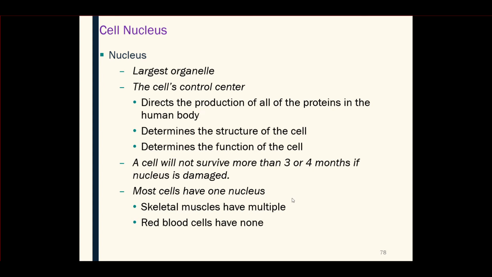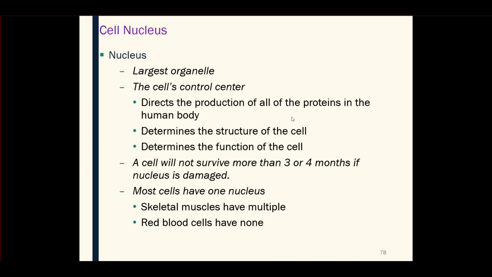Think of it as the brain of the cell, right? I like to think of it as the cell's control center. It's going to direct the production of all the proteins in the human body, right? So the nucleus is controlling when these proteins are made. The nucleus stores the blueprint for these proteins. It also determines the structure and the function of the cell, right? So without the nucleus, the cell wouldn't survive. A cell will not survive more than 3 to 4 months if the nucleus were to be damaged.